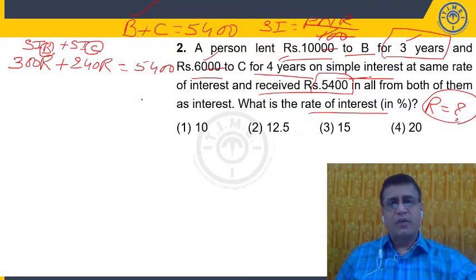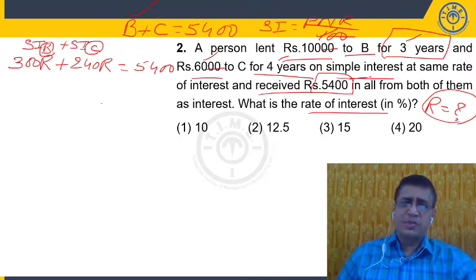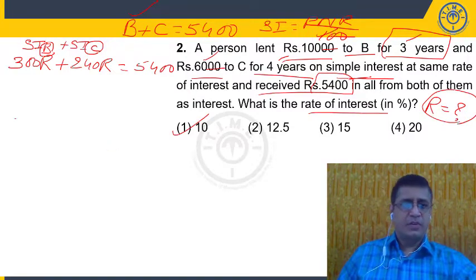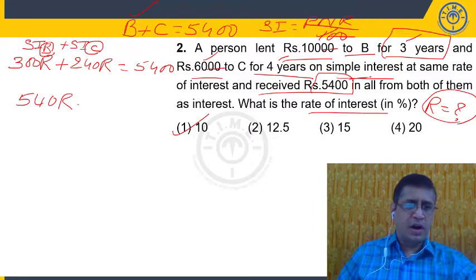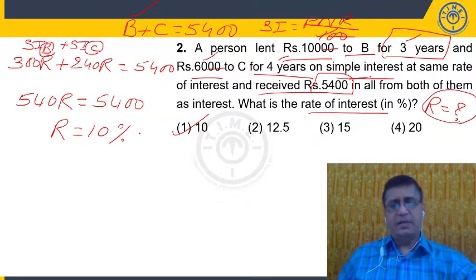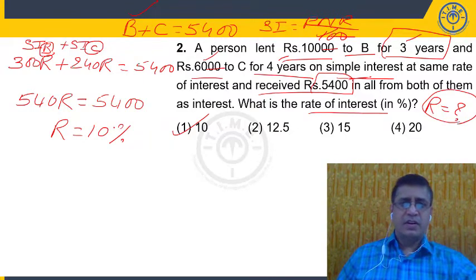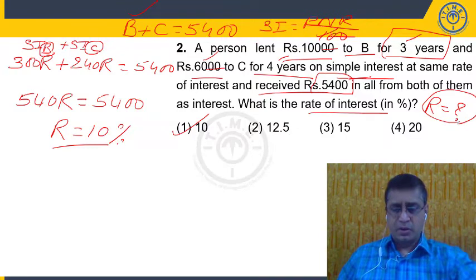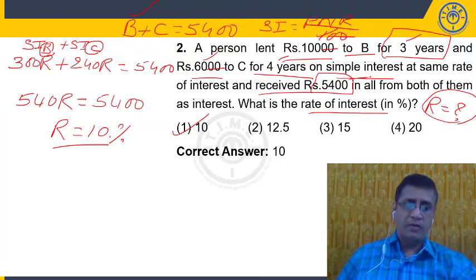Without solving this you can answer the question. So 540R is equal to 5400. R is equal to 10%. What is the result here? Choice 1. So 540R is equal to 5400. The value of R is 10. On solving, you will get 10%. So the right choice is option 1. The first option is the right option.